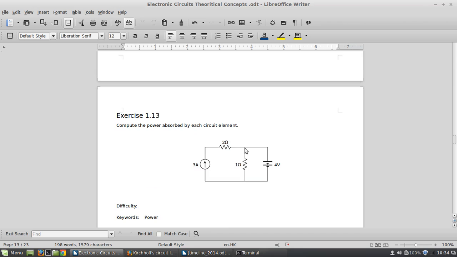Okay, so lastly we have a last exercise, and in this exercise you just have to find the power absorbed by each circuit element. What I mean by each circuit element is this one, a resistor also. You need to find the power in this resistor. It's also for this current source, and also for this second resistor and this voltage source. So what can be the idea? The idea can be something like this.